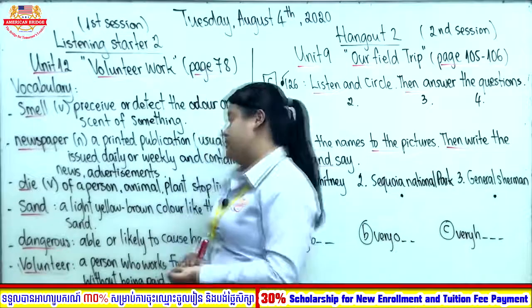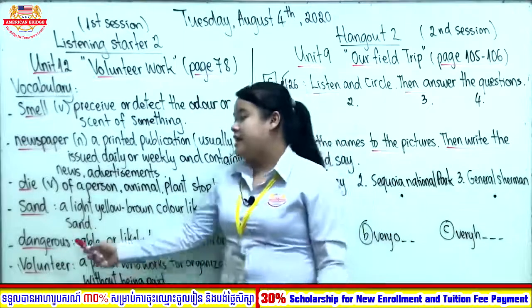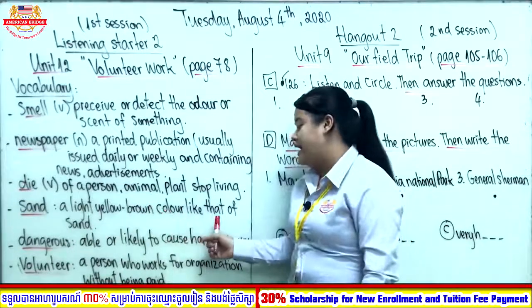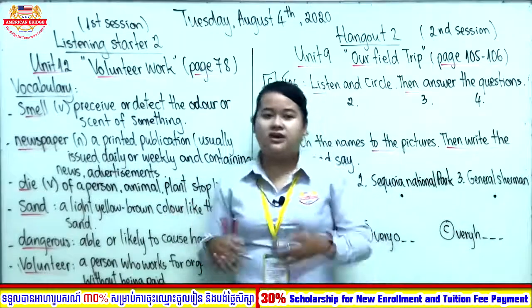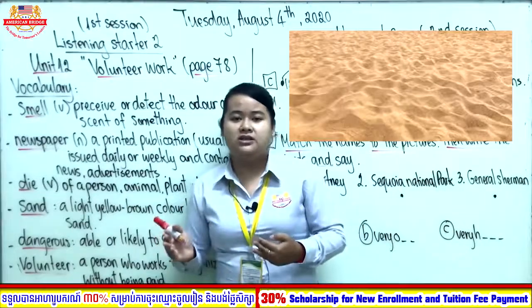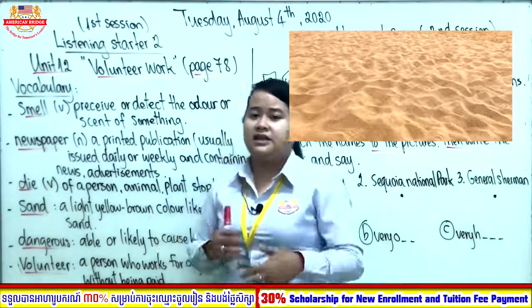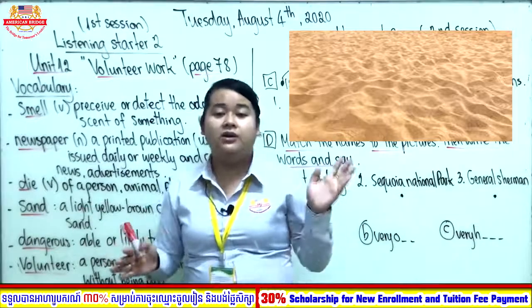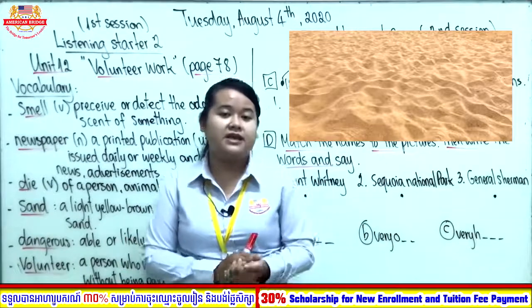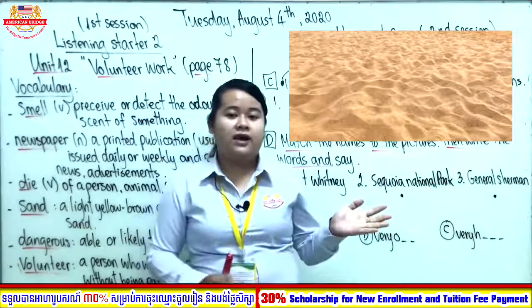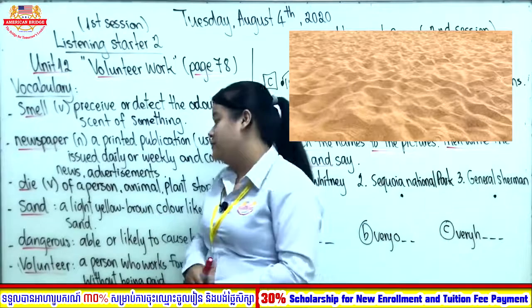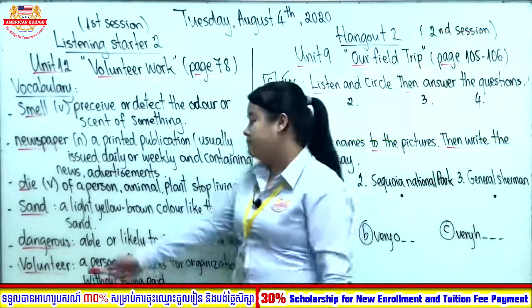Okay, so now let's move to another one. Sand. Sand is a light yellow, brown color like that, or sand. As you know already, when we go to the beach, we always see the sand that is yellow and brown, right? Okay, so now let me show you. So this is the picture of sand that we can use when we go to the beach to make a sand castle, right? Okay, so now let's move to another one.